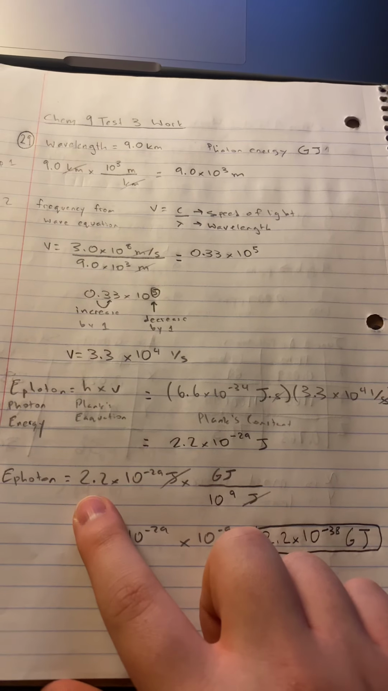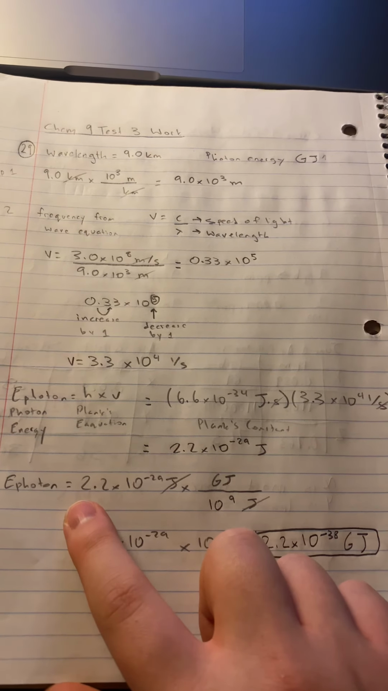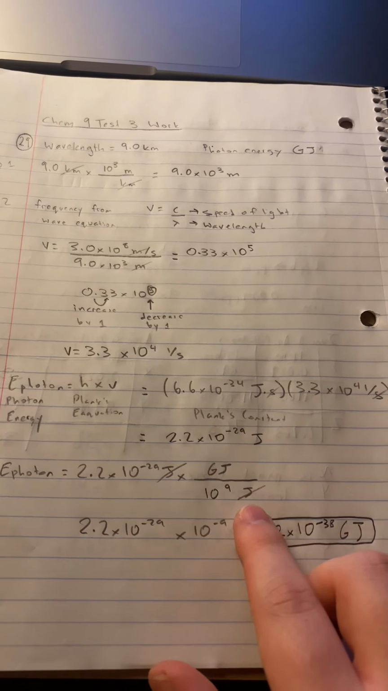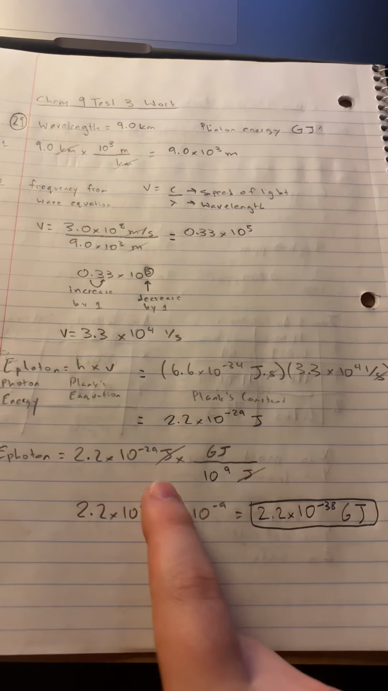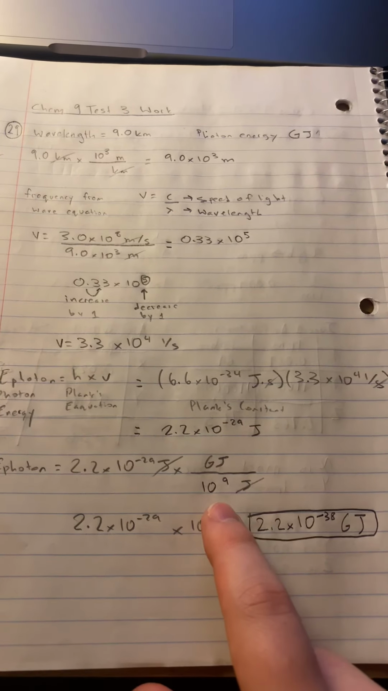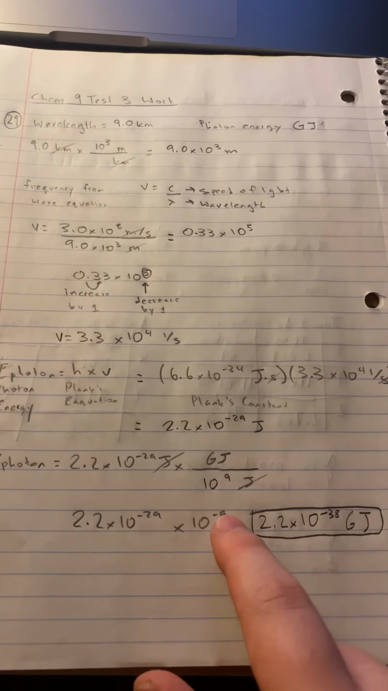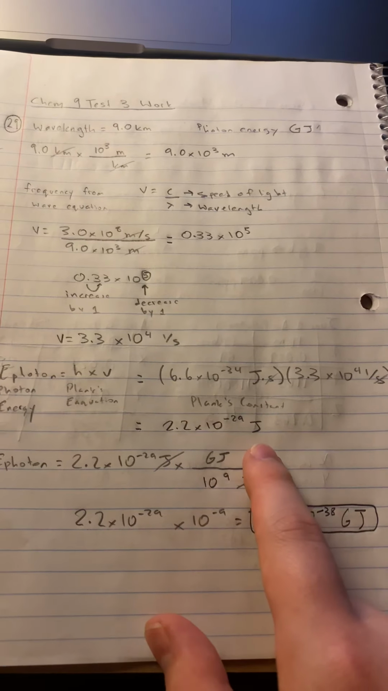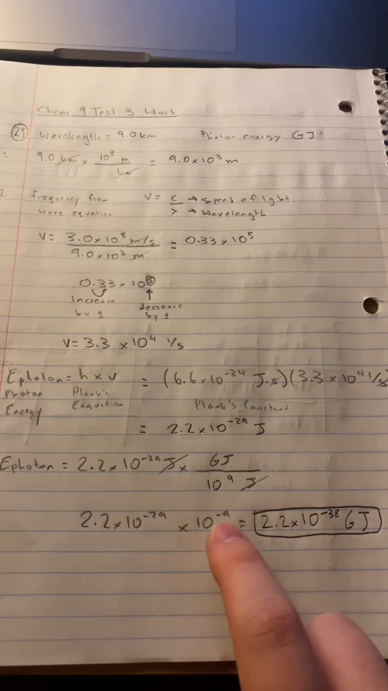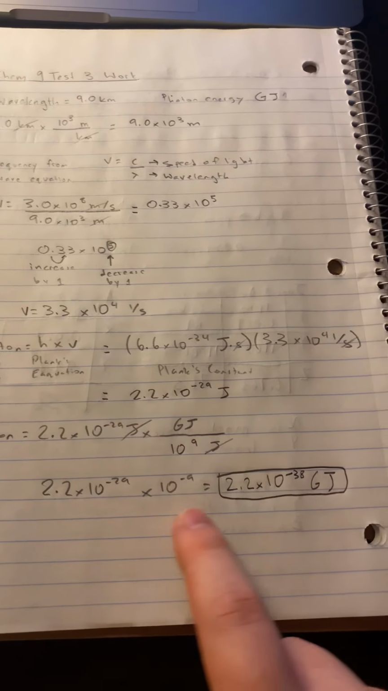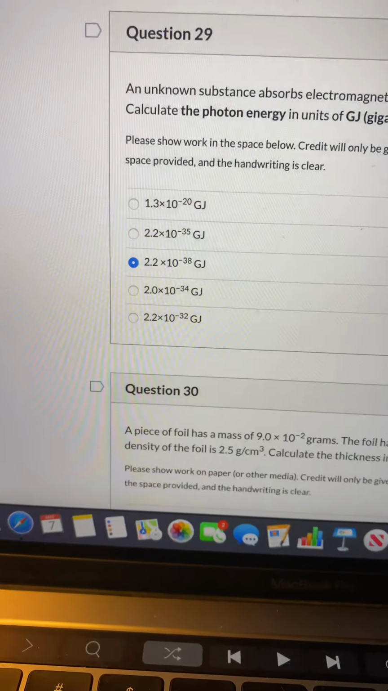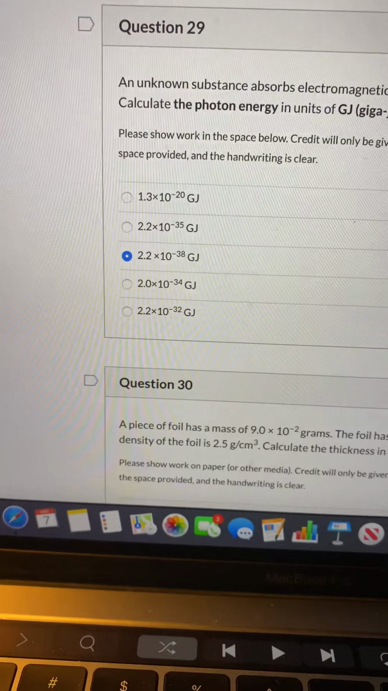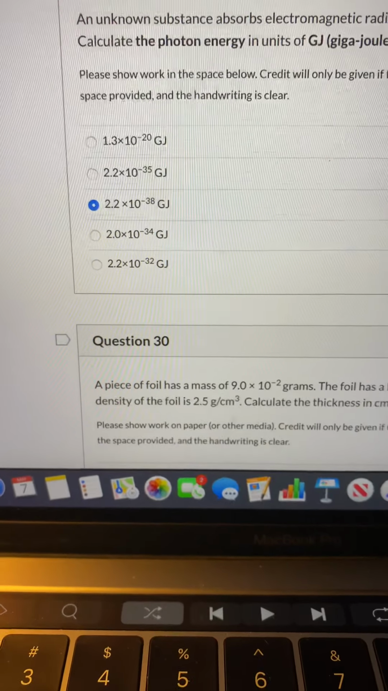Come down here, and then we want to convert the joules to gigajoules because we wanted the answer in gigajoules. So it's 2.2 times 10 to the negative 29 joules times 1 over 10 to the 9 joules. The units cancel. That's the conversion from joules to gigajoules. You have to bring it up, so that makes the sign switch. So our final answer is 2.2 times 10 to the negative 38 gigajoules. And this is the correct answer, 2.2 times 10 to the negative 38 gigajoules, and the other ones are the wrong values.